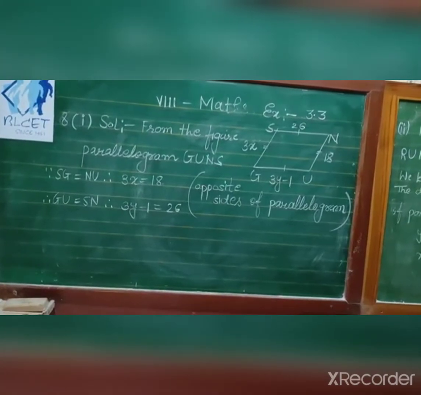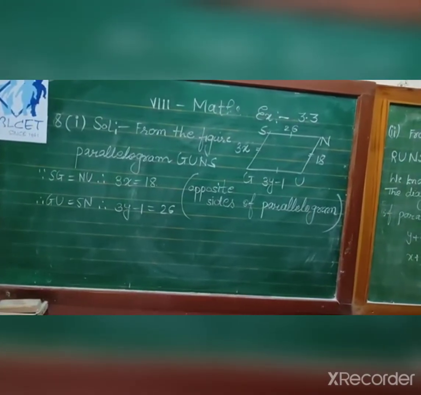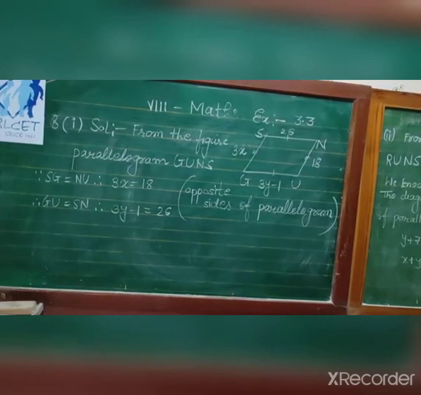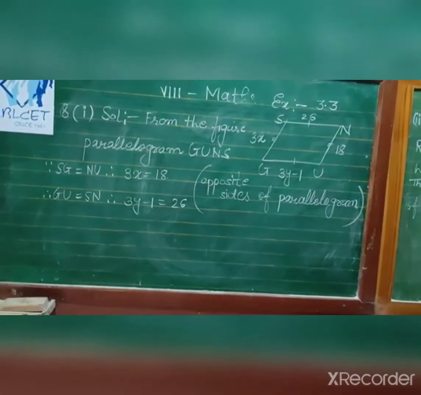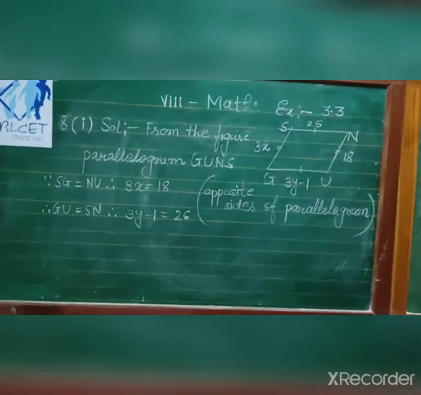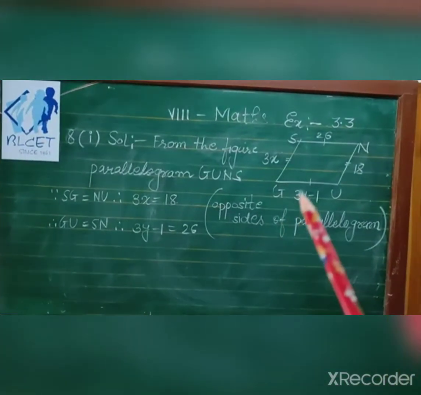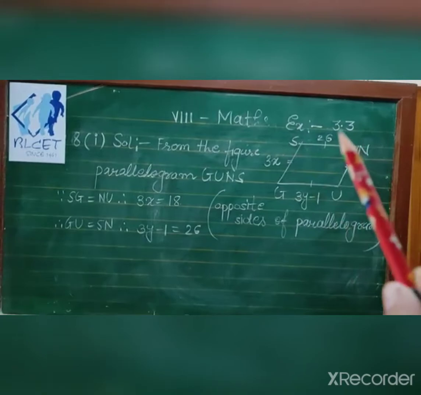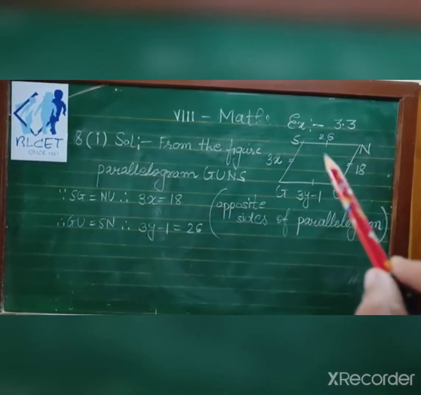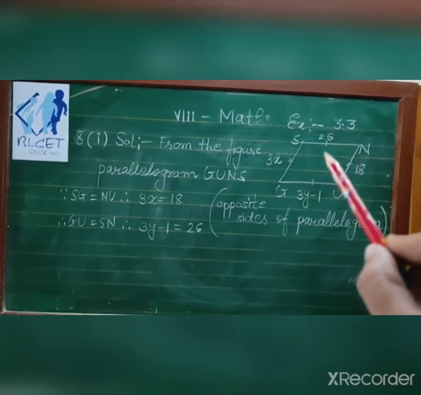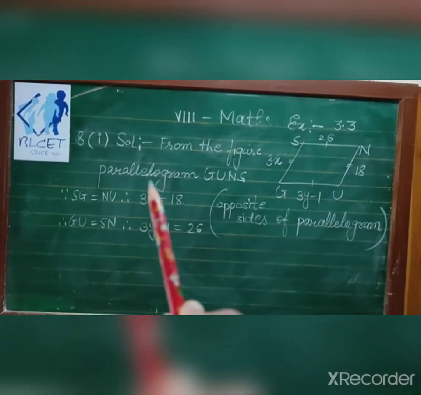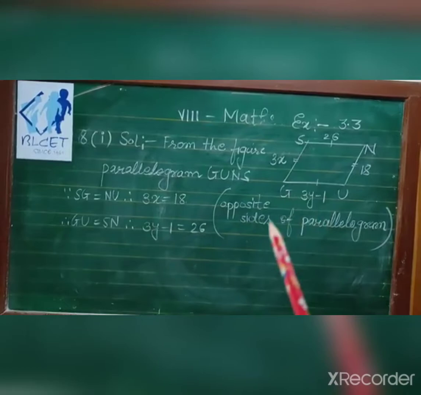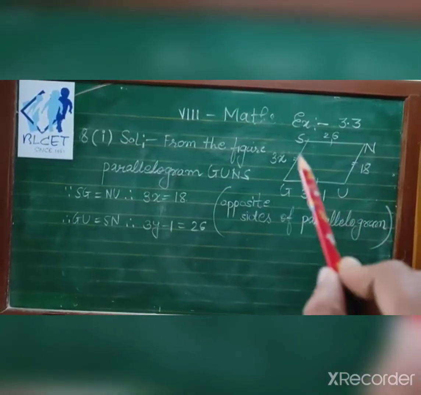Now the following figures, GUNS and RUNS, are parallelograms. Find x and y, lengths are in centimeter. Okay, so let us start. First figure you can see GUNS, and we know that in the parallelogram opposite sides are equal. You can see here marked opposite sides. So SG equal to NU and GU equal to SN.